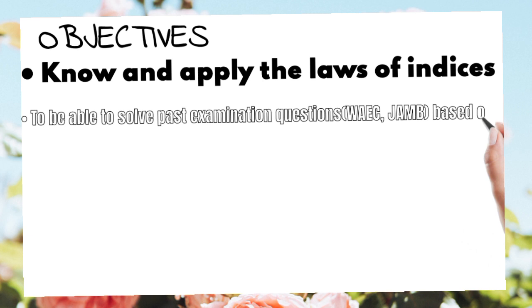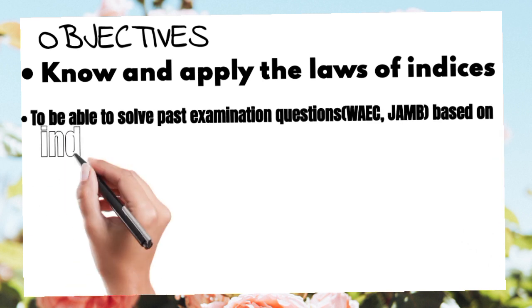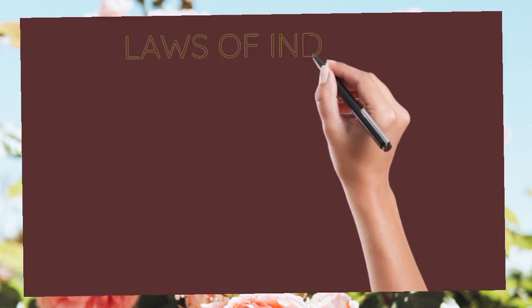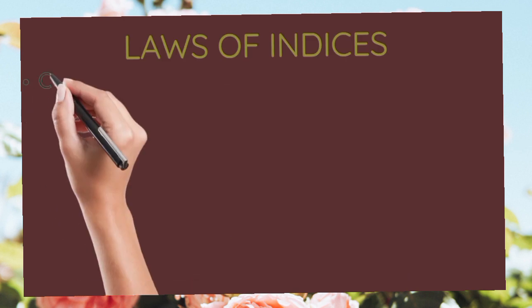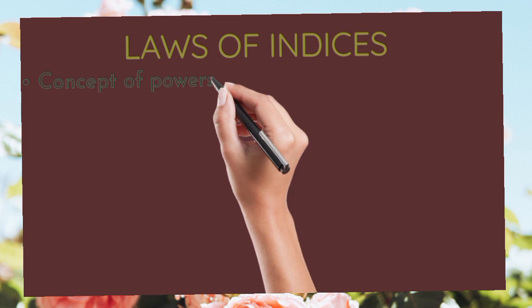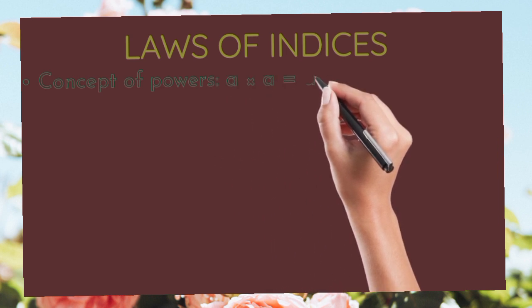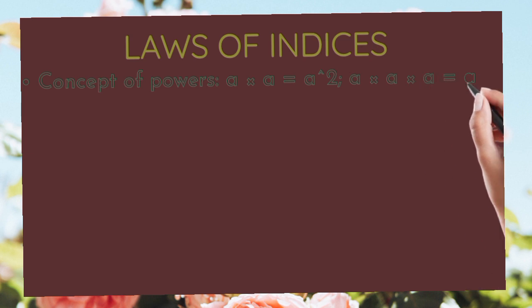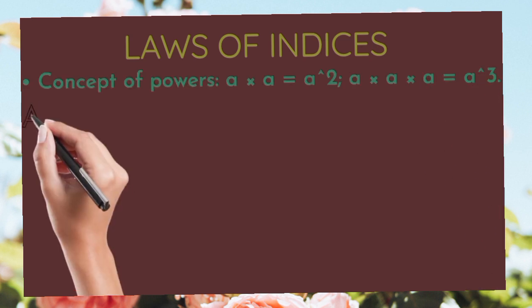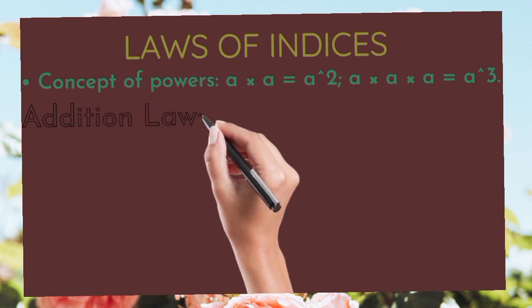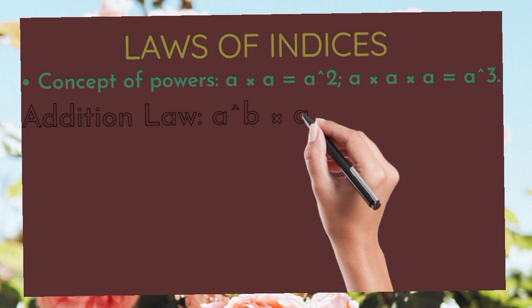First of all, we'll start with the laws of indices. The first thing we're going to talk about here is the concept of powers, where you can have a times a, which is when a is raised twice, and a times a times a, which is a raised thrice.